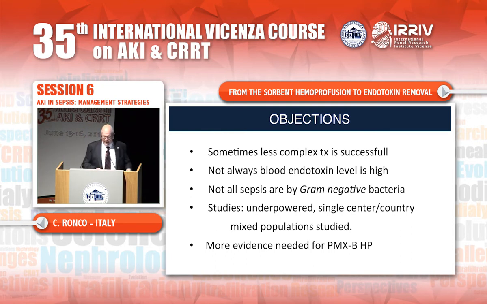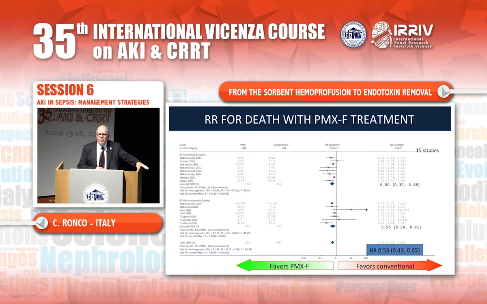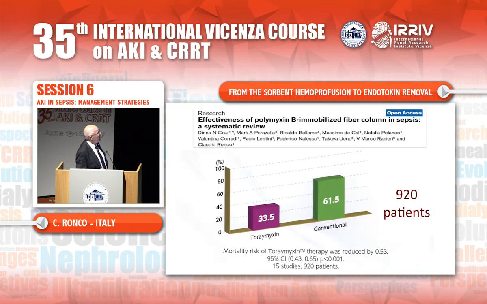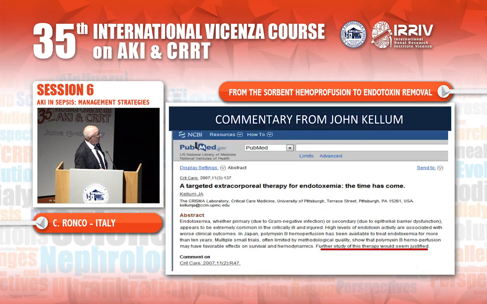More evidence is needed. So we started a process. We went through a meta-analysis where we actually analyzed a series of randomized controlled trials and non-randomized studies. And in both cases, we found some data favoring the use of PMX. In particular, in the meta-analysis and systematic review we conducted several years ago, there was a significant reduction in mortality produced by the application of polymyxin B hemoperfusion compared to conventional therapy.